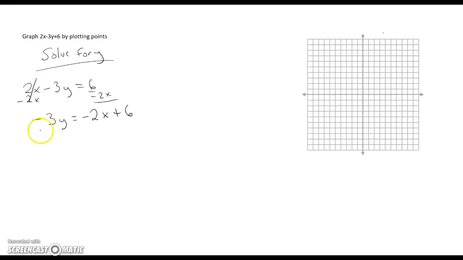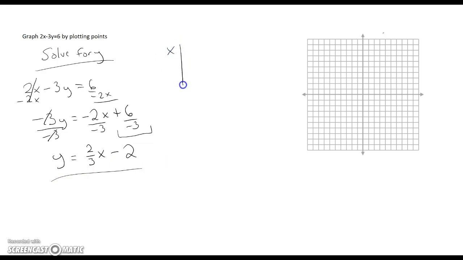Now the last thing I'm going to do is divide everything by -3. And these cancel out, and we get y is equal to -2 divided by -3 is a +2/3. We just write that fraction out front, and then 6 divided by -3 is a -2. Now I have my equation solved for y. Now I'm going to go ahead and set my x-y table up. Okay, let's set this x and y table up. So we got our x, we got our y.